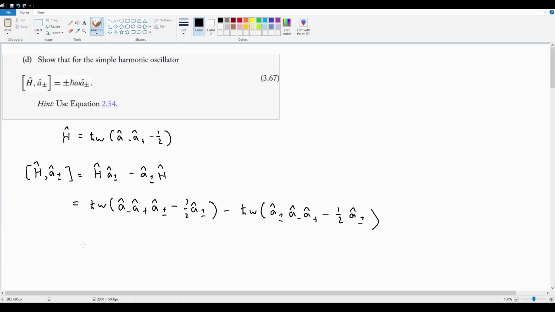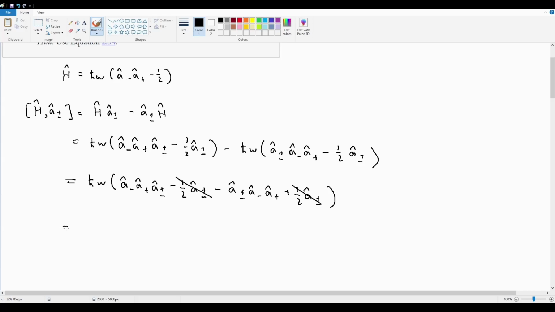Sorry about that. And now, let's combine these terms: ħω(â₋â₊â± − 1/2 â± − â±â₋â₊ + 1/2 â±), in which case this term and this term cancel out, so what we're left with is ħω(â₋â₊â± − â±â₋â₊), like this.